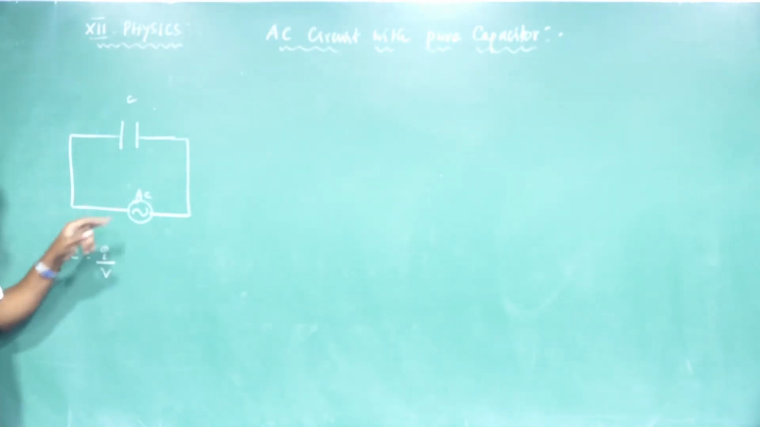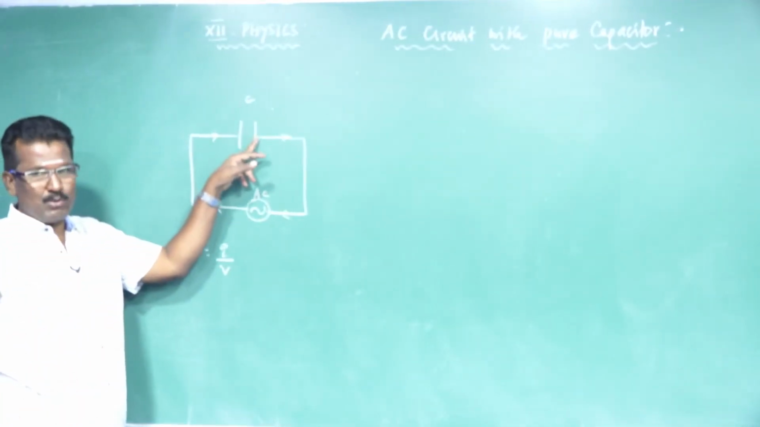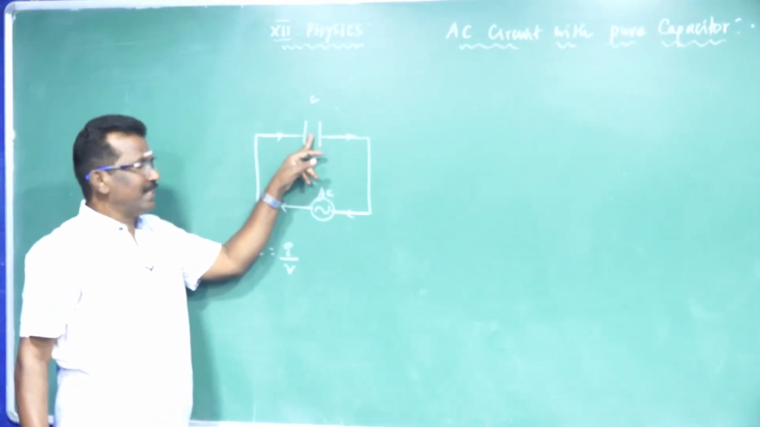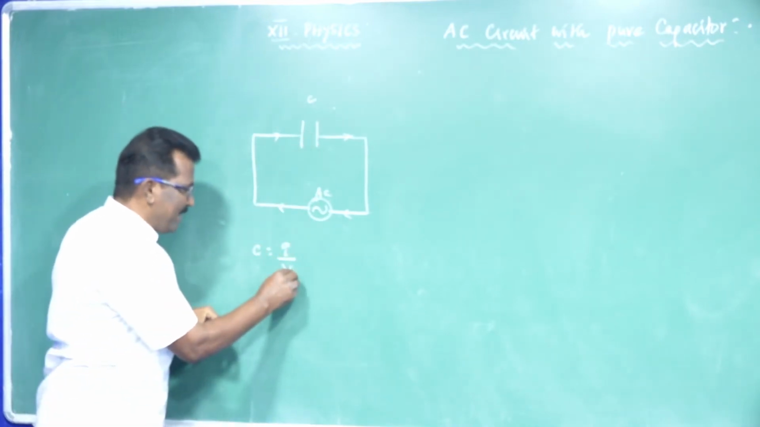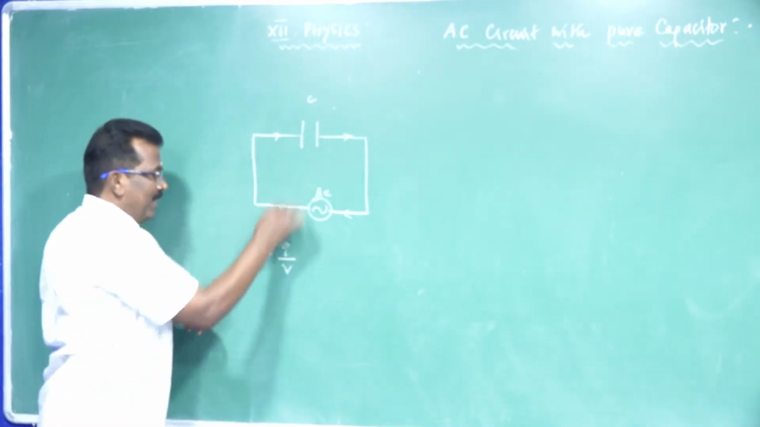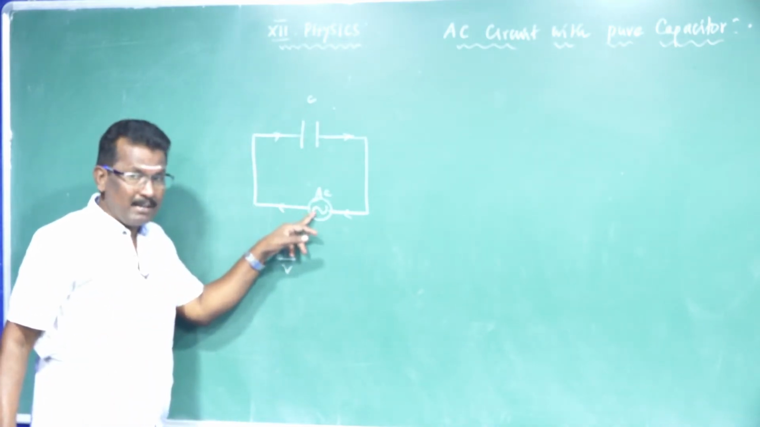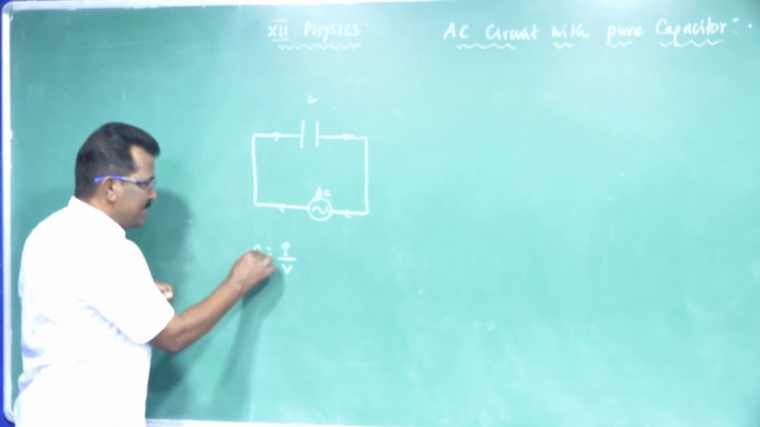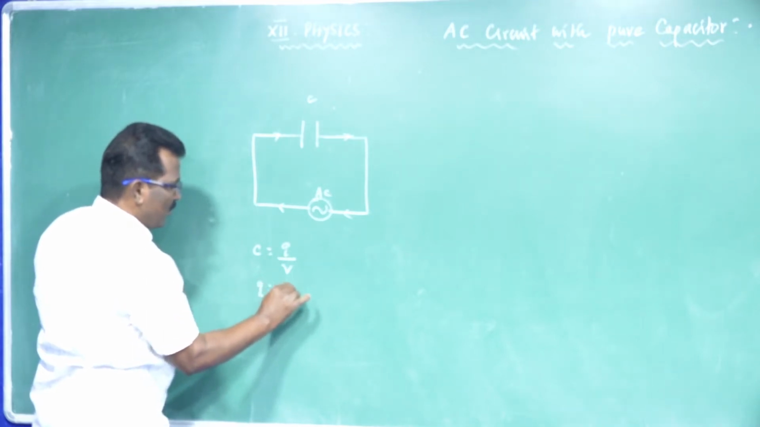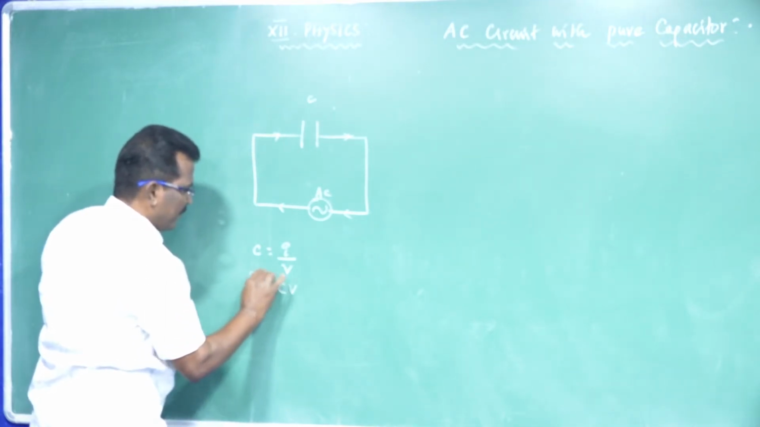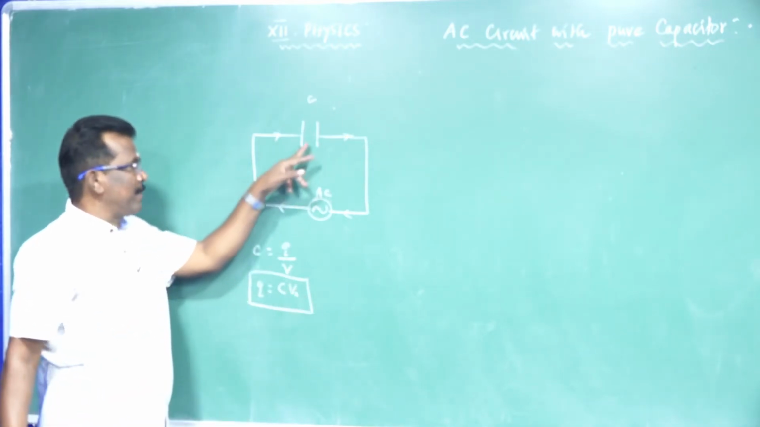Q is the charge. When current passes through the capacitor, charge develops, and this charge develops an EMF across the plates. That is V. V represents the EMF between the plates. Q represents the charge due to the current from the AC mains. So C is equal to Q by V. What is the charge? Charge Q is equal to CV. This V represents the EMF across the capacitor.